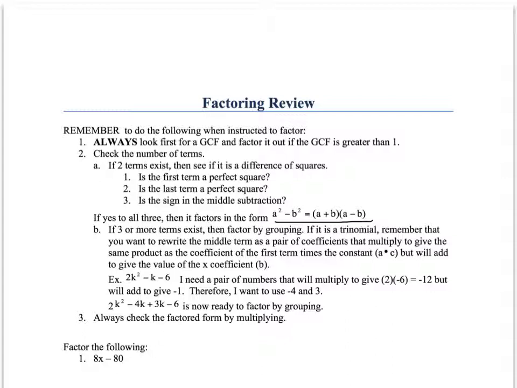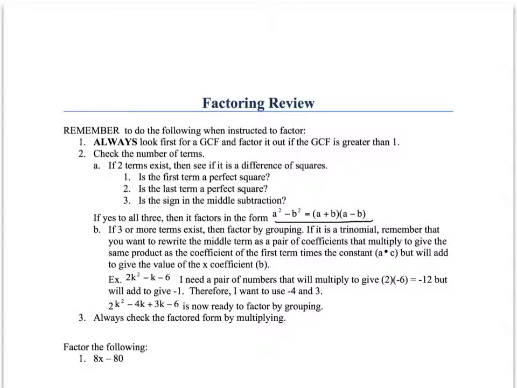You want to take the coefficient of the first term, the number in front of that first variable that has the square on it, multiply it times whatever the constant at the end is, the last term. That's why we say A times C. And you need a pair of numbers that would multiply to give you that value, but add up to give you whatever the coefficient of the middle term is, the B value.